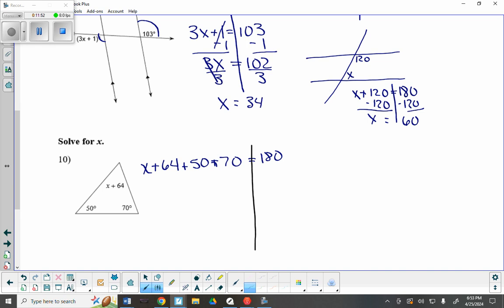So on the left side, you have 64 plus 50 plus 70. So you have x plus 184, and that equals 180. And to get x by itself, we would subtract 184 from each side. So this is an interesting problem because x ends up equaling a negative 4. So in order to make these three angles add up to 180, your x would have to be a negative 4.